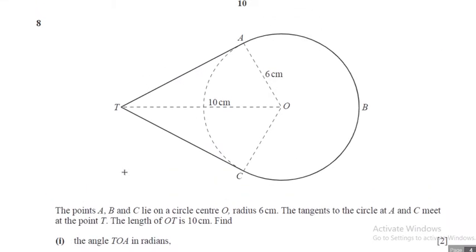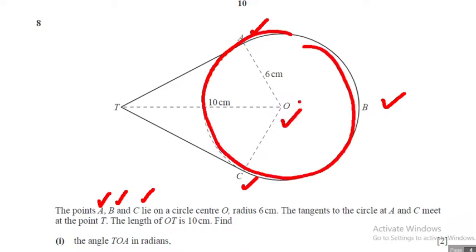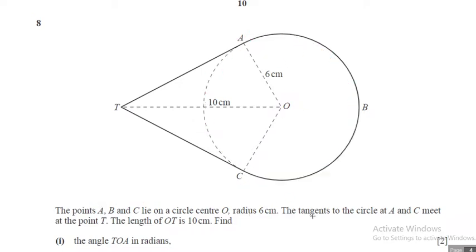Next question here. Okay, question number 2. Okay, the points A, B, and C lie on the circle center O, radius 6 centimeters. Okay, A, B, C. Okay, it's on the circle. Okay, nothing much there. Center O, right? Radius 6 centimeters. Okay, the tangents to the circle at A and C meet at the point T.